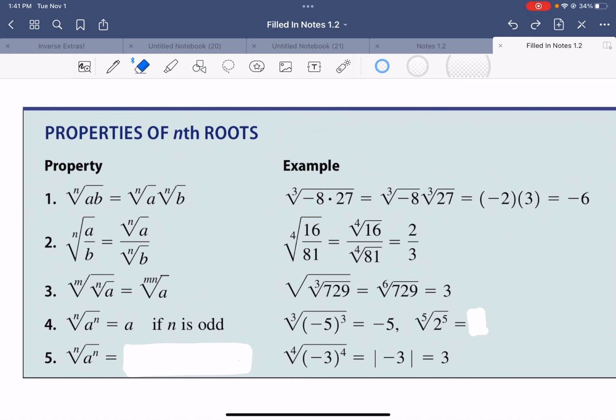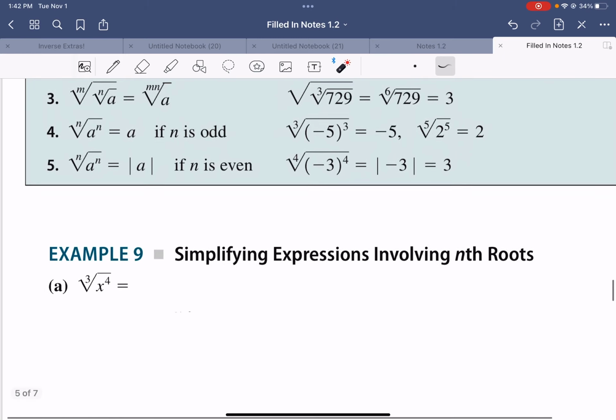Same thing for 2 to the fifth root is 2. But it turns out that if you have an even number, then you don't get the original number back when you take the root of a power. You end up getting the absolute value. So negative 3 to the fourth is just positive 81, and when you take the fourth root, you get 3 back. You don't get the negative 3 that you wanted. So when you have even numbers, the root and the power do not undo each other nicely. They screw up negatives, right? Will always give you positive.